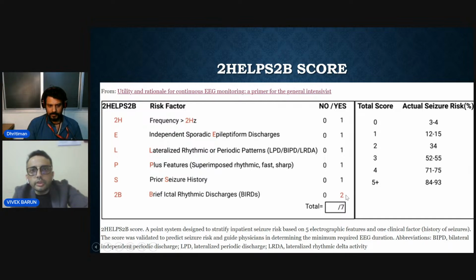So after 1 hour of recording, you have to calculate the score. The higher the score, the more chances of having seizures. If the score is 0, then you need not do more than 1 hour of EEG recording. If the score is 1, you should do continuous EEG monitoring for at least 12 hours to record 95% of the seizures. If the score is more than 1, then you should record for at least 24 hours. And this is a validated score.